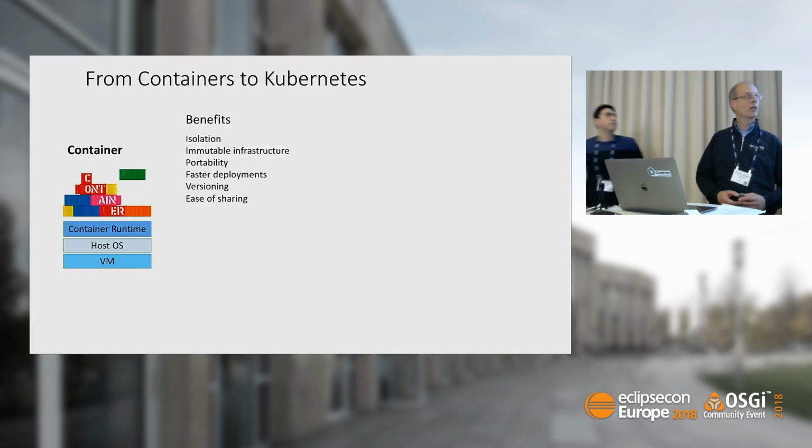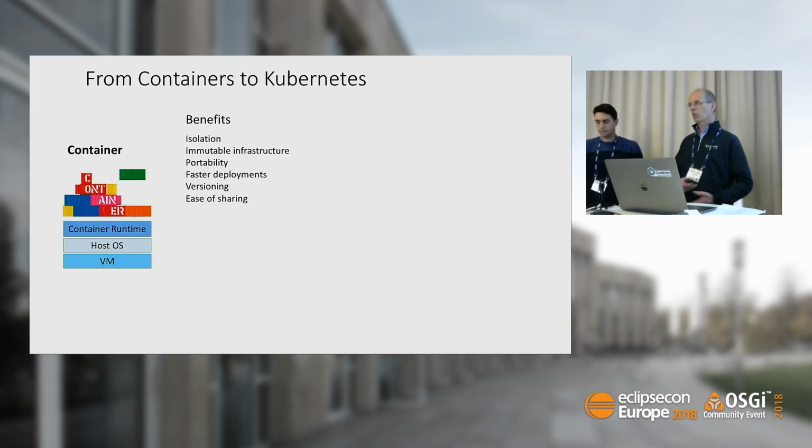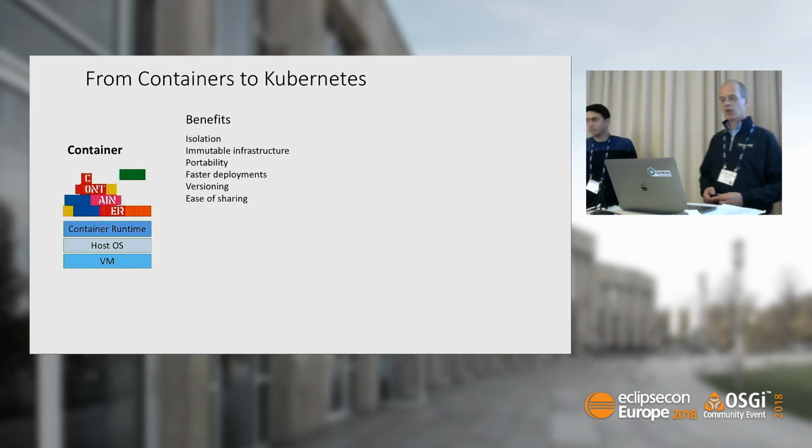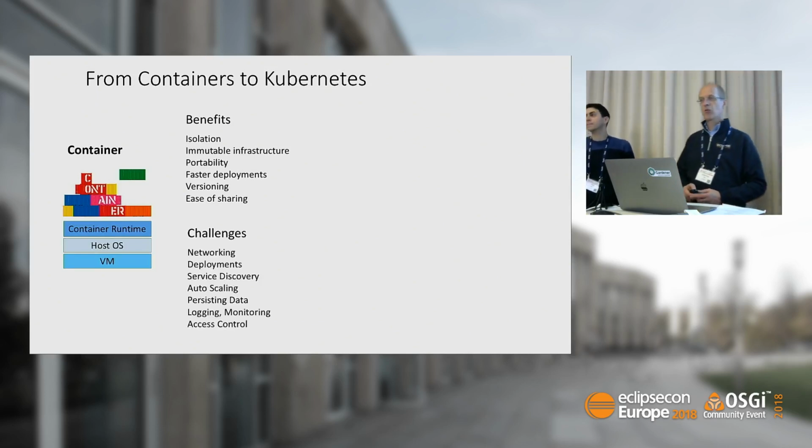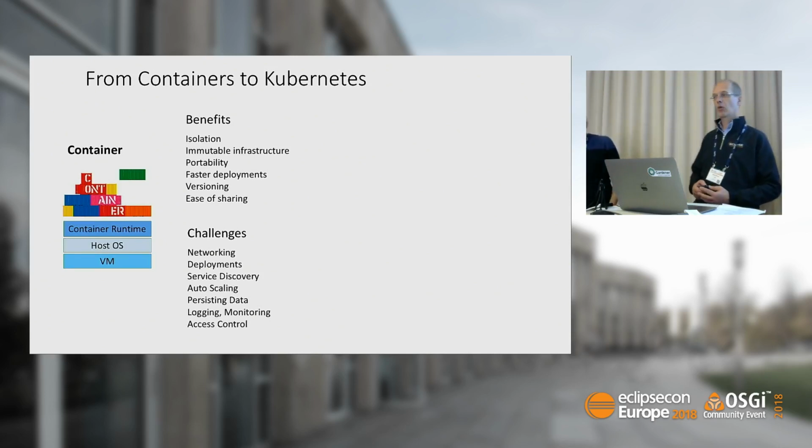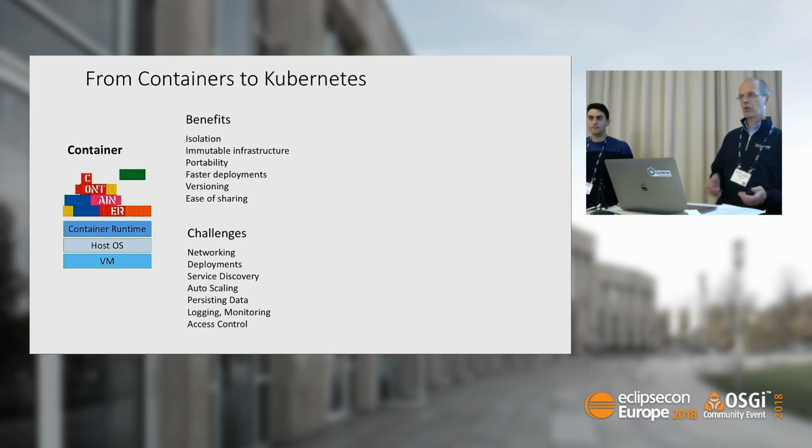And this makes it also easy to share the containers between developers, or you can use the same container during development and during production without changing anything in between. But there are also challenges. I mean, a single container can do something for you, but typically you need more than one, and then challenges come. So you need networking. If you run them on different hosts, you need to care about deployments. How do I deploy all my microservices?